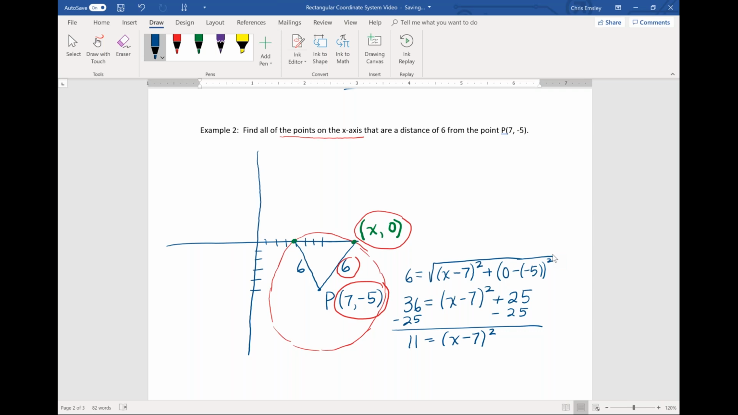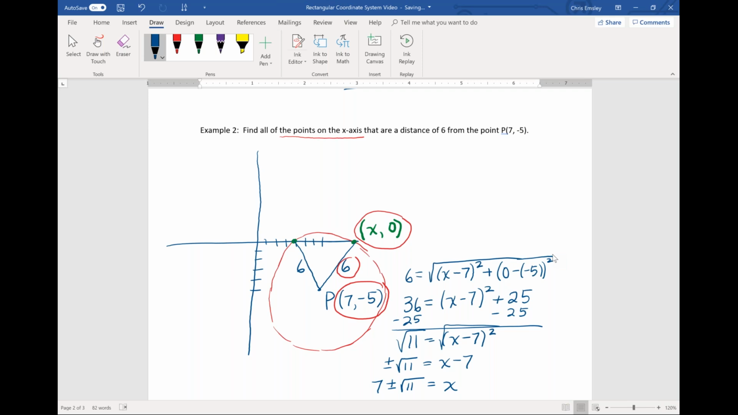Now we're trying to get rid of an exponent. So instead of squaring both sides like we did at the beginning, we are going to take the square root of both sides. Don't forget when we take the square root to throw in that plus or minus. And finally, we would add 7 to both sides. So our final answer here for x could be 7 plus the square root of 11, or it could be 7 minus the square root of 11.